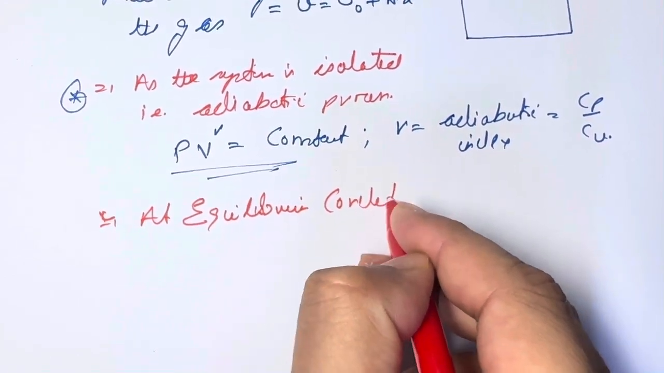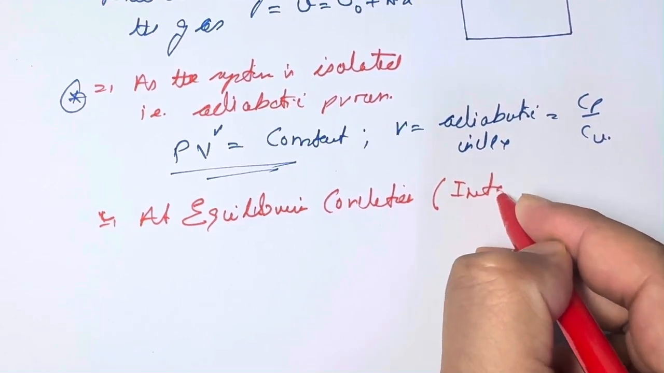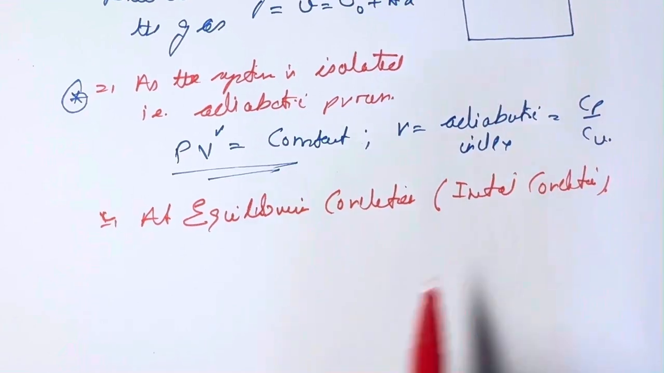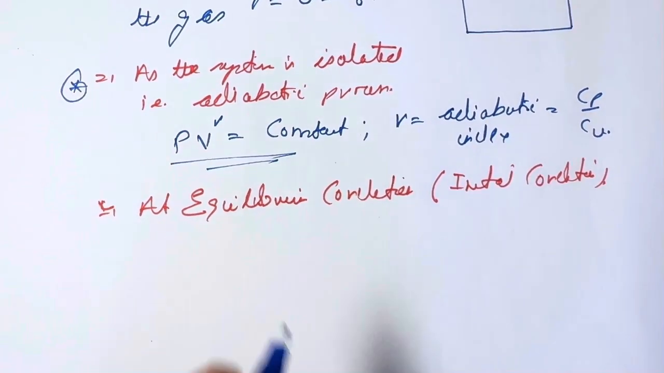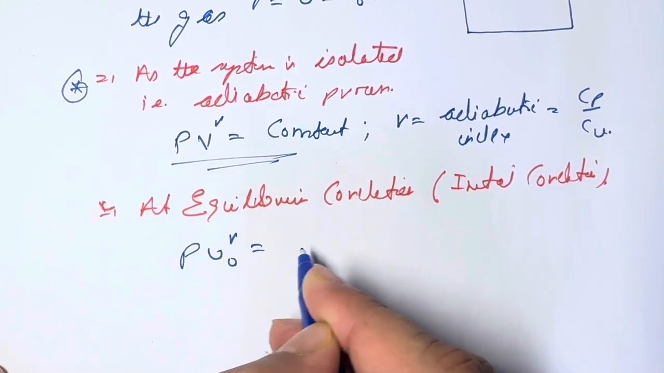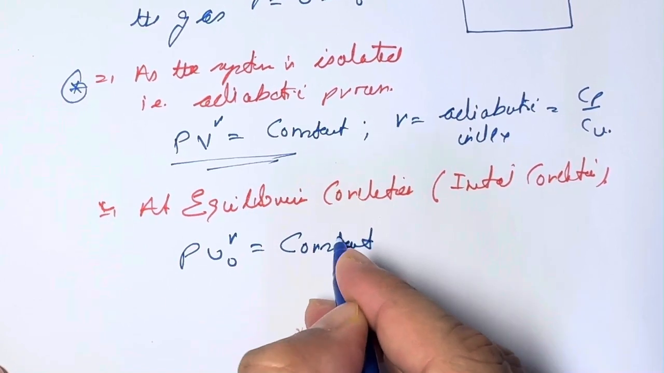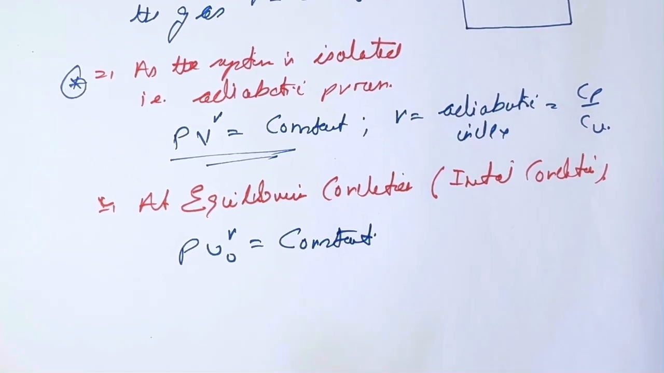condition, which is nothing but the initial condition, we can write that P V naught gamma is equal to constant, and after the displacement, the new pressure, let us suppose, is P prime.